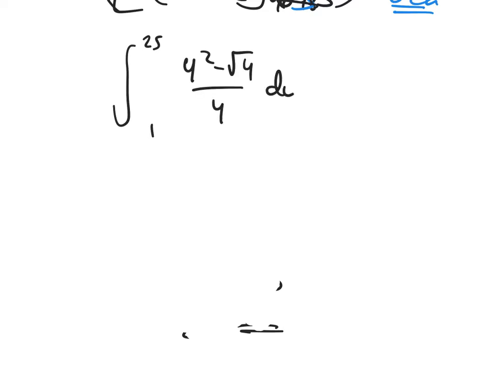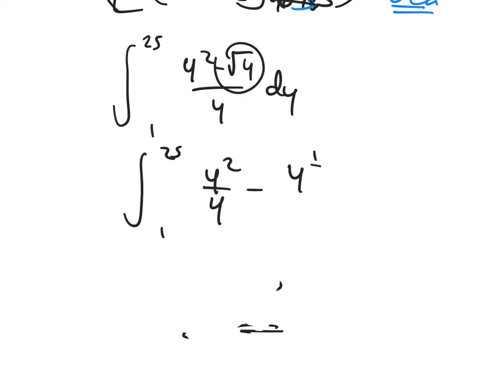Okay, let's try one more of this type. We're going to integrate between 25 and 1, y squared minus the square root of y over y. Okay, so a couple of things I need to do to prepare first. Well, I'm going to split it up. That'll be y squared over y minus, and I'm going to write the square root of y as y to the half over y.